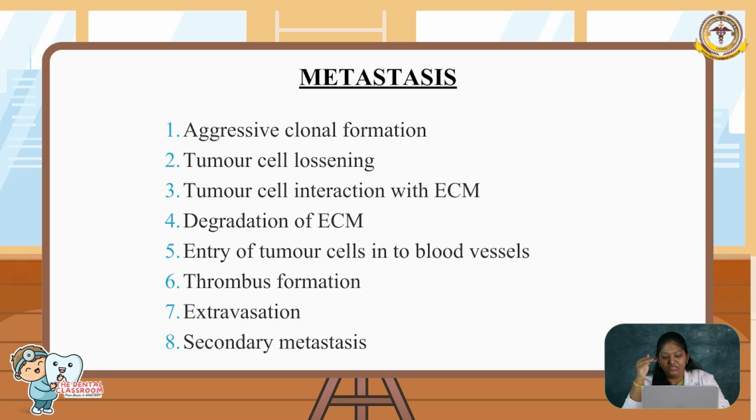I am repeating. First is aggressive clonal formation, that is tumor heterogeneity. I've put it as a flow chart for easy understanding. Next is tumor cell loosening and interaction with the extracellular matrix with the help of E-cadherin, degradation of extracellular matrix with the help of collagenase, elastinase and metalloproteinase, entry of tumor cells into the blood vessels, thrombus formation, extravasation, and metastatic deposits where angiogenesis forms and the secondary growth happens. So these are the 5 major features of the differentiation of benign and malignant tumors, and about metastasis.